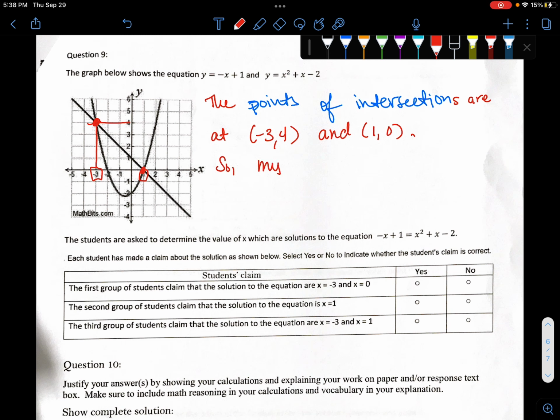So my x values are x equals -3 and x equals 1. So the student that's correct, this is wrong, this is not it. This one is correct, the third one. The third group is correct because they both have the answer, the points of intersection.